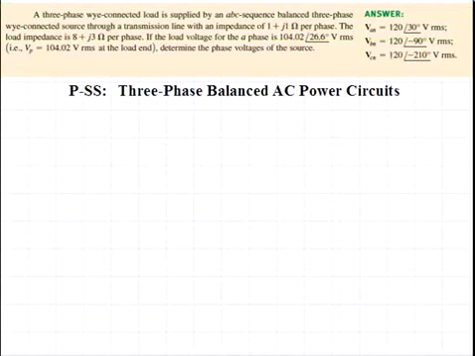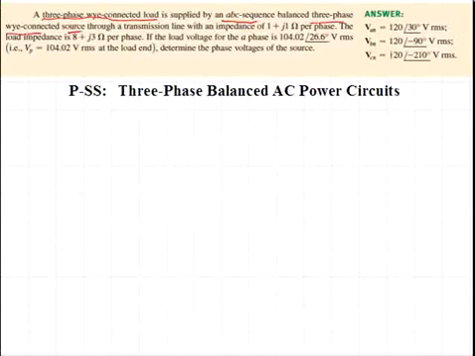This is Learning Assessment Problem 11.3. The problem-solving strategy here is that of three-phase balanced AC power circuits. In the problem statement, we are told that we have a three-phase Y-connected load, which is supplied by an ABC sequence balanced three-phase Y-connected source.